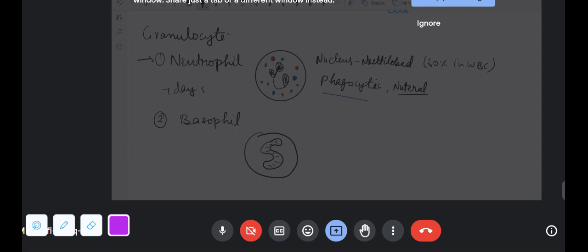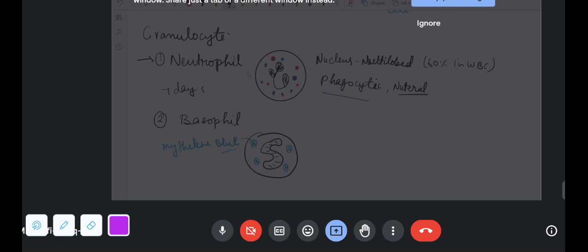And whenever you play, he will play with the holy colors. He likes the more basic color. B for buffalo, B for blue, and B for basophil. All the words begin with B. So methylene blue is the holy color, not Holi the festival, for the basophil. So it will give you the blue color.